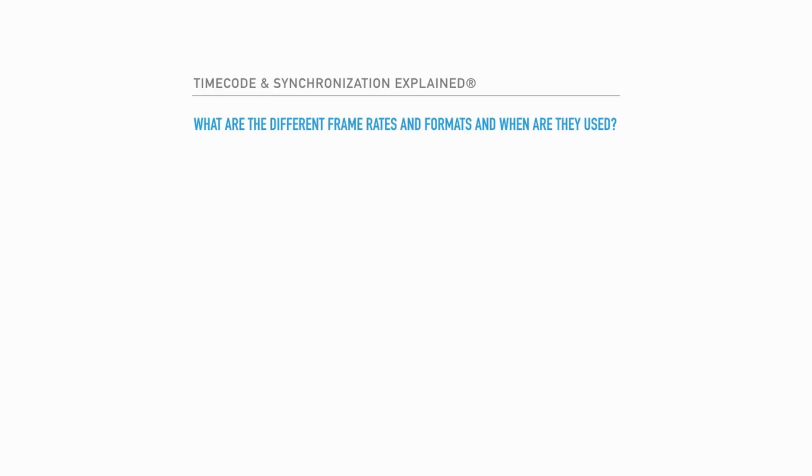What are the different frame rates and formats, and when are they used? In the previous video, we were introduced to three traditional frame rates, 24, 25, and 30 FPS. However, there are many more frame rates that we will see in real life.